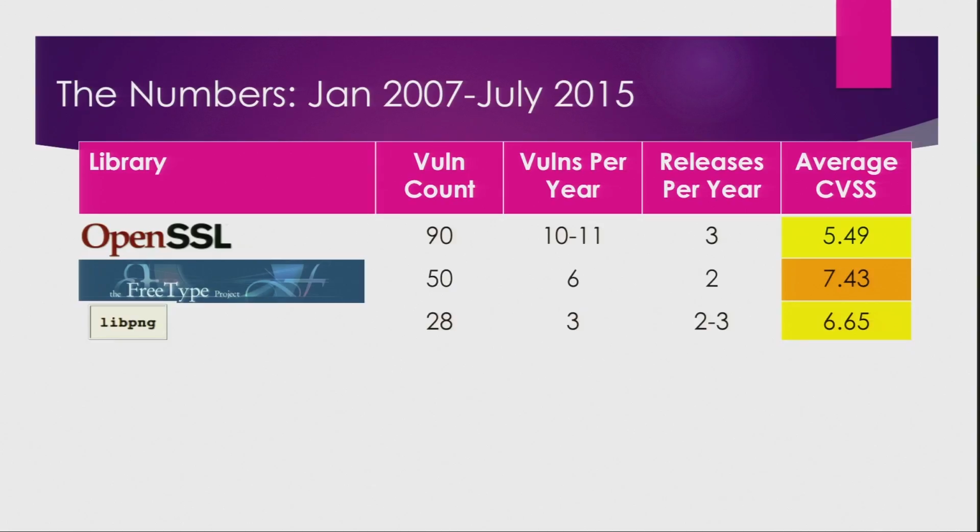libpng has fewer vulnerabilities, still a low number of releases, CVSS of 6.65. Apache Tomcat has a lot of vulnerabilities, 100 in that span of time. So double what FreeType does, quadruple what libpng does. They average 5 releases per year, but their average CVSS score is really low.